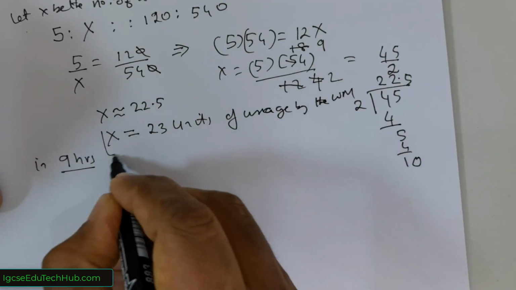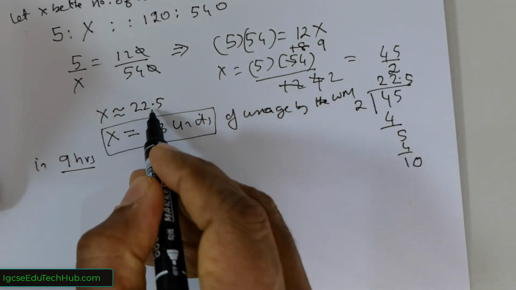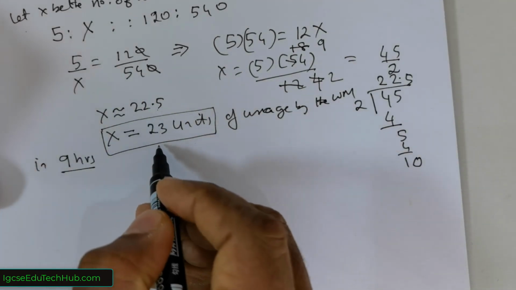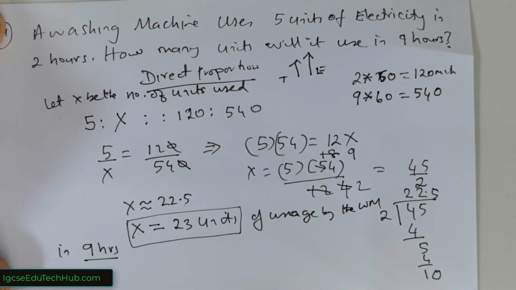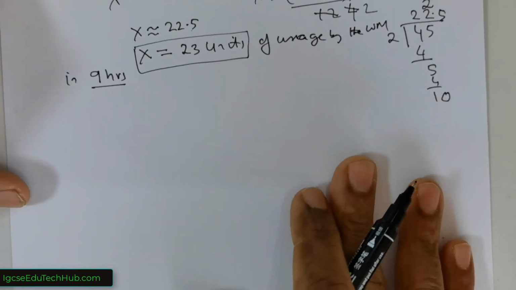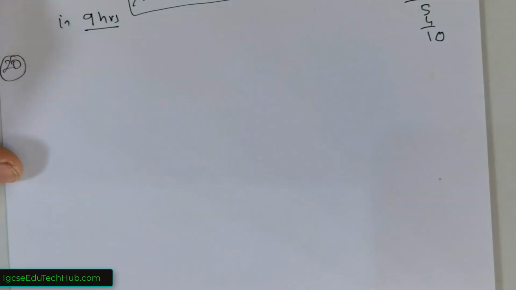So that is the conclusion. So this is the answer, this is the conclusion, this is the original answer. It's converted into the nearest unit. So I hope you got that. Okay, so that's question number 19. We are moving on to question number 20.